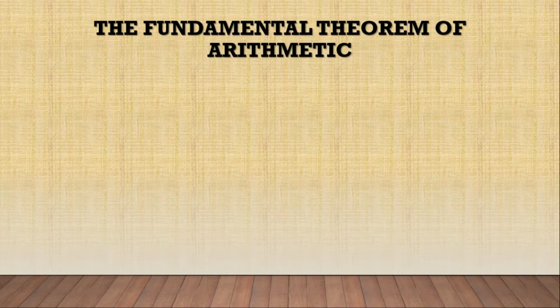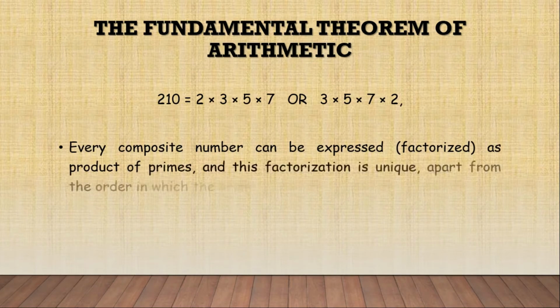Now let us study the fundamental theorem of arithmetic. We already know that every composite number can be expressed as a product of primes in a unique way. For example, 210 is equal to 2 into 3 into 5 into 7, or 3 into 5 into 7 into 2. Here the only thing changing is the order in which they occur, but the primes are the same. So the fundamental theorem of arithmetic states that every composite number can be expressed or factorized as a product of primes, and this factorization is unique apart from the order in which the prime factors occur.